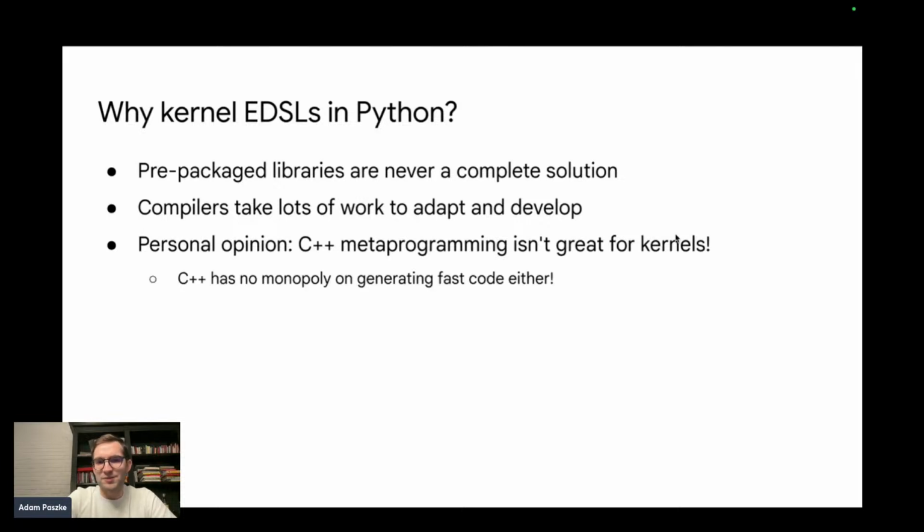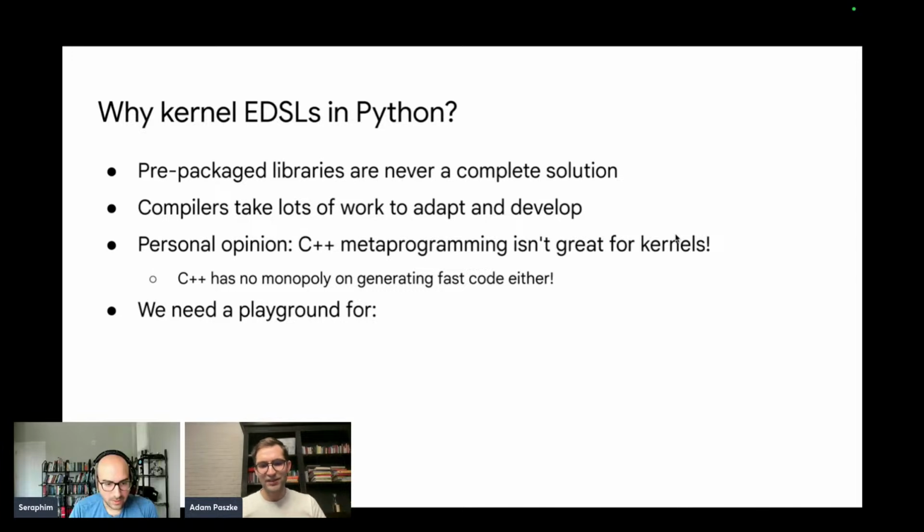It's not that C++ has a monopoly on generating fast code. Ultimately, it does not matter what the input language is. What really matters is how you end up generating the code. And Python can be a perfectly fine front end for generating code that reaches peak performance. And in my opinion, this metaprogramming path is significantly simpler in Python.